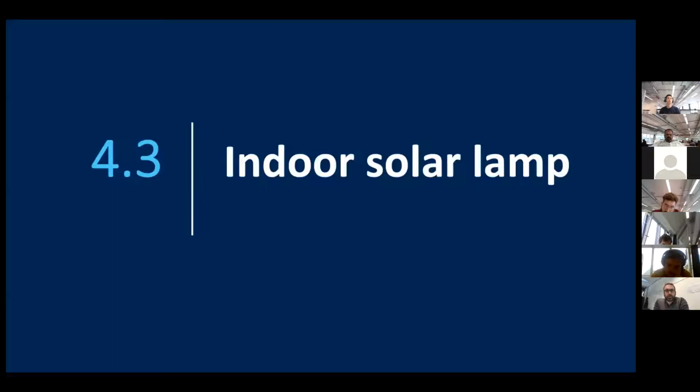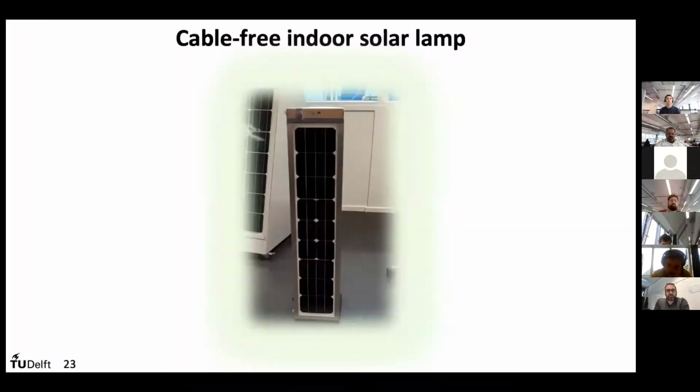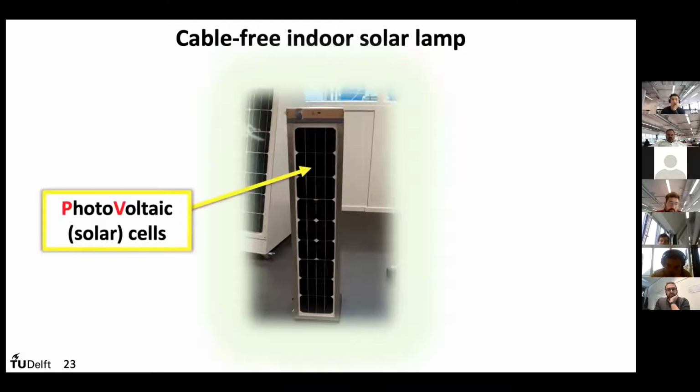A third project that we have been working on is the indoor solar lamp that you can see here on this picture. So this is a cable-free solar lamp. The idea is that with PV cells, we generate energy that is stored into batteries, and then these batteries can be used to turn on some LEDs on this lamp.